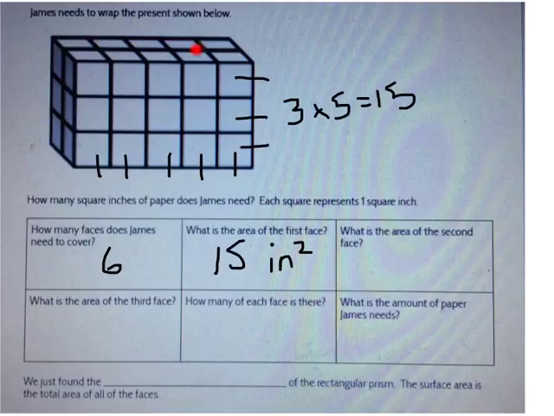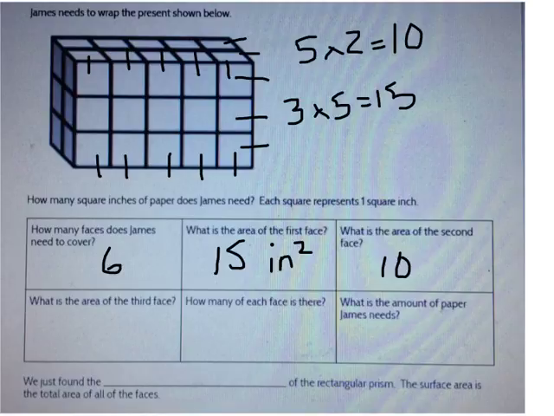Now let's find the area of the top face. The top face has a length of 5, a base of 5, and a height of 2. What's the area of the top face? 5 times 2 is 10 inches squared.